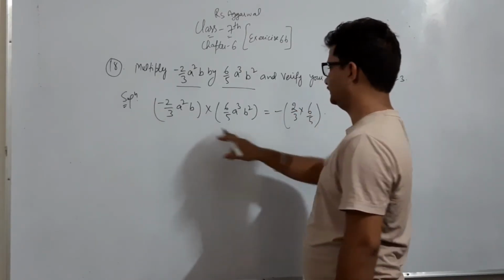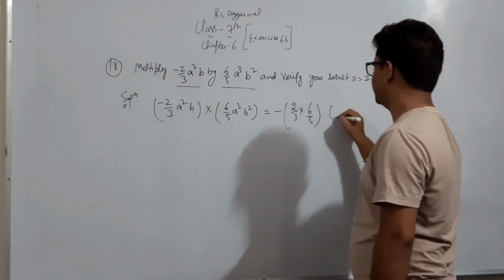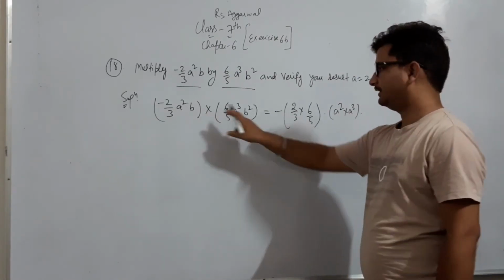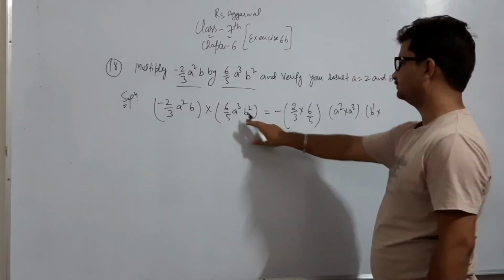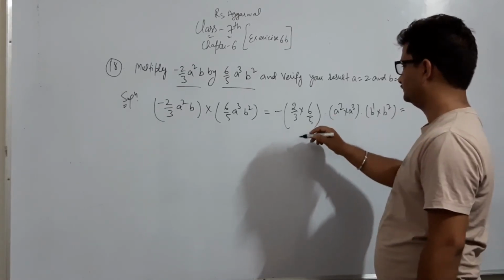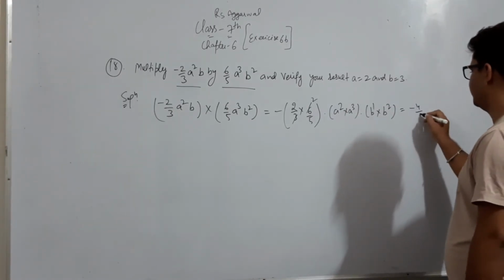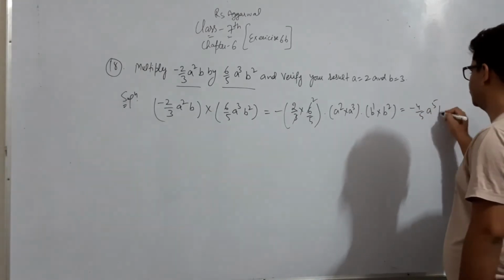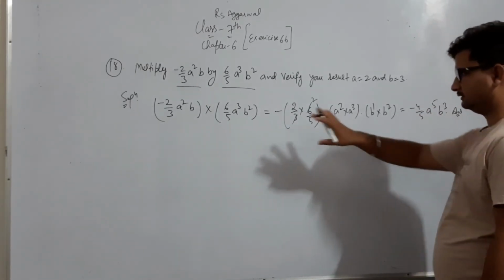Okay, now here the variable is a. Here a square and a cube are multiplied, a square into a cube, so these are like terms. Here b raised to power 1 and b raised to power 2 are multiplied. So the answer is 3 to the 6, 2 to the 4, so -4/5, a raised to power 5 and b raised to power 3 is left. This is the answer when we multiply both the terms.